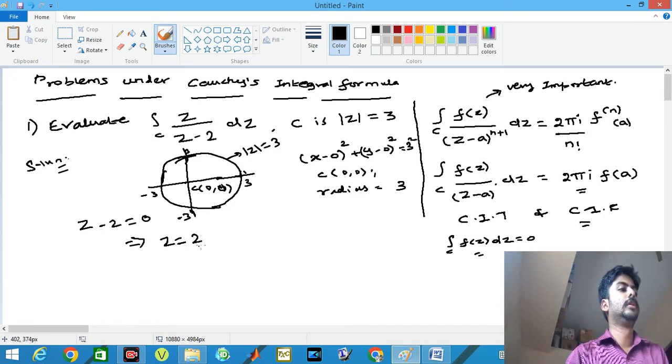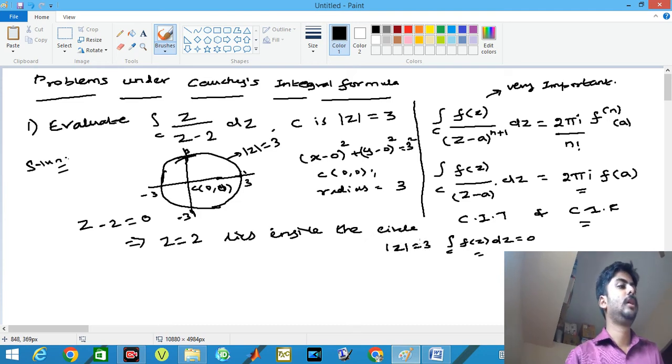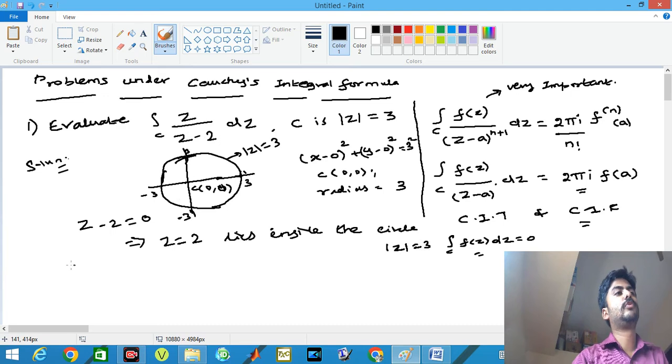This z equal to 2 lies inside the circle, modulus of z equal to 3. It lies inside modulus of z equal to 3. So this is A. So what is f of z?